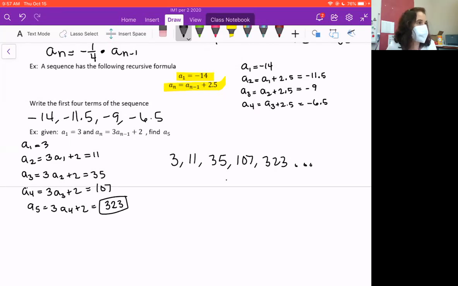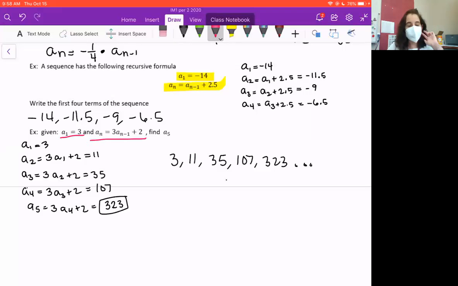Okay, so that's what a recursive formula is. It tells you where to start, 3, and then it tells you what to do next. Multiply by 3 and add 2. Now this a sub n minus 1 does not mean anything of itself. It just means the previous term. So that second part of the recursive formula is just telling you what to do next. I start with 3 right here. That's my first term. What do I do next? I take my previous term, multiply by 3, add 2. That gets me my second term. Then I do it again: multiply by 3, add 2, multiply by 3, add 2.